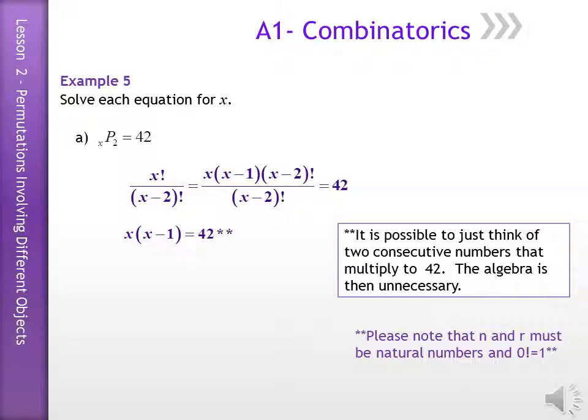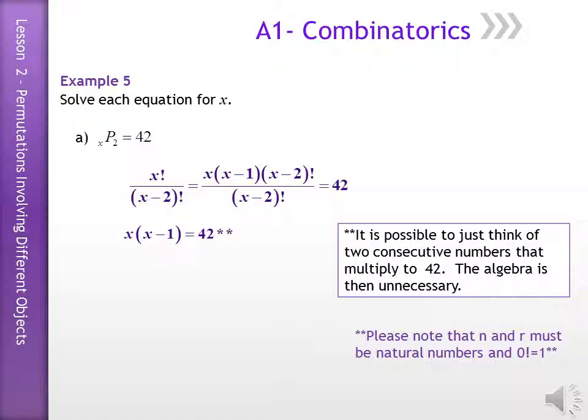What about 7 times 6? If x was 7, then x minus 1 would be 6. 7 times 6 is 42. You have actually just solved x equals 7. You're done. If you're uncomfortable with that, you can still solve this algebraically.